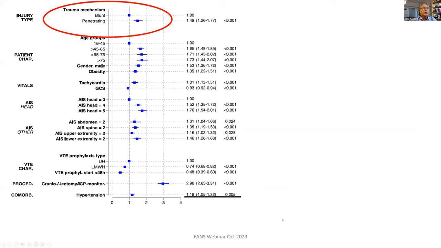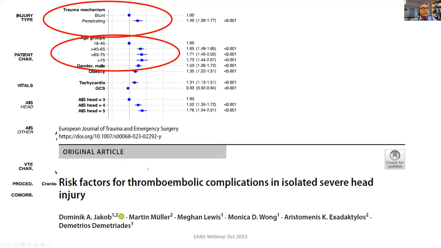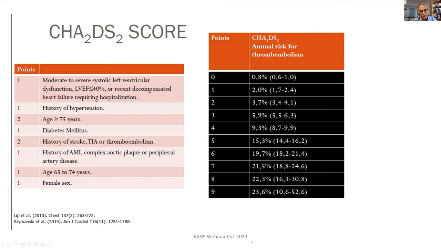We can just go into TBI mechanism. Actually, penetrating TBIs have a higher risk of DVT and pulmonary embolus. Higher age, obviously. Actually also higher body mass index and obesity, and also male sex. It's actually a very good paper, you can check into that if you have time. Again, back to this CHADS score, it's actually a very good tool to assess what risk a particular patient has for developing thromboembolic complications.